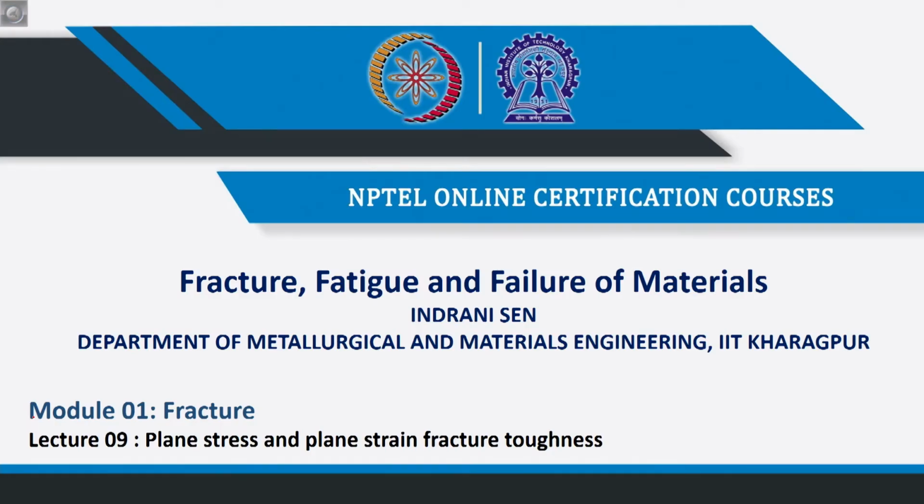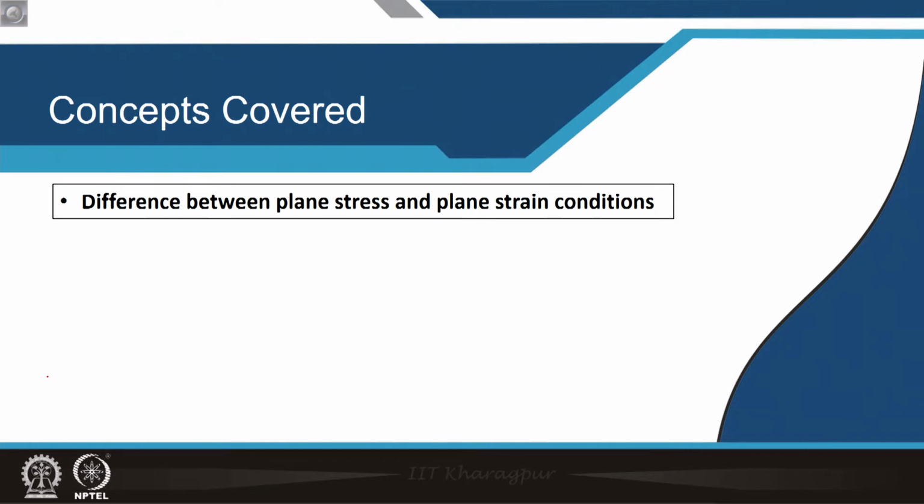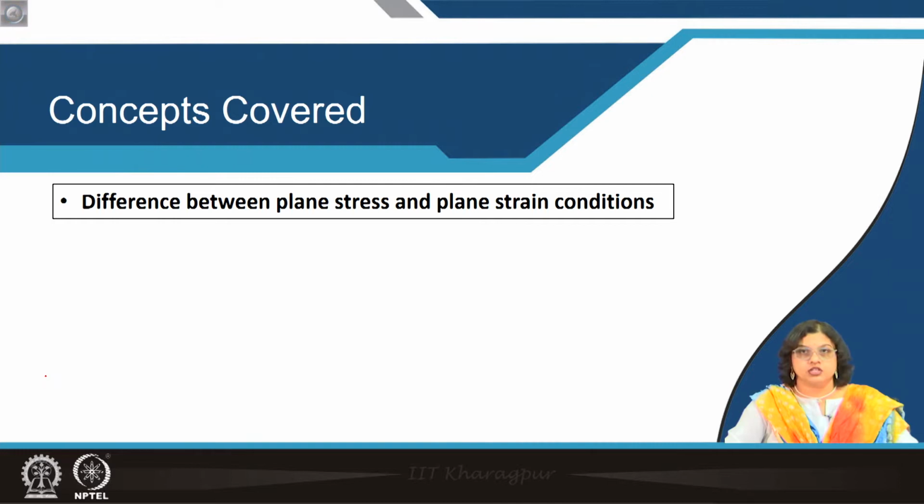Hello everyone, here we are with the ninth lecture of the course Fracture, Fatigue and Failure of Materials. In this class, we are going to talk about different concepts, which include primarily the plane stress and plane strain conditions and the difference between these two conditions. We will start from where we left off in the last lecture, like the plastic zone size and how it influences the plane stress or plane strain conditions, and the differences or similarities between these two.